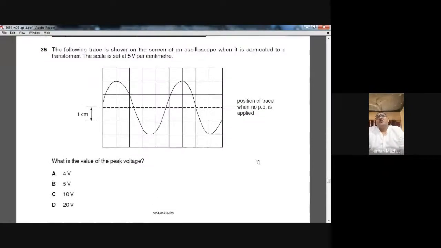The following trace is shown on the screen of an oscilloscope when it is connected to a transformer. The scale is set at 5 volts per centimeter. What is the value of the peak voltage? You see, this is the mean position, and from the mean position, it has gone up 2 divisions. Each centimeter represents 5 volts, so 2 centimeters means 5 multiplied by 2, that will be 10 volts. So C is the option.